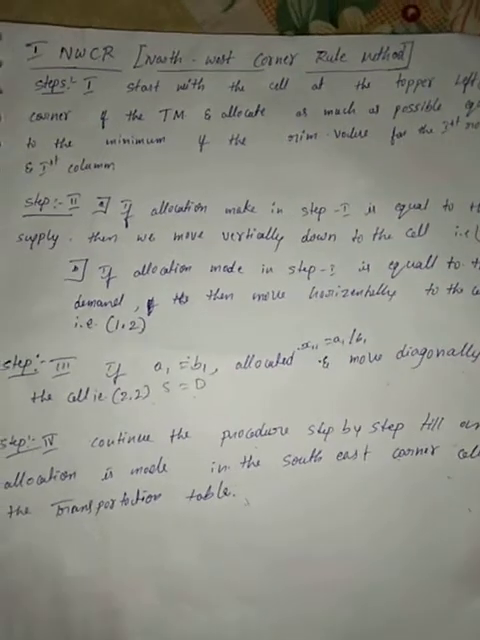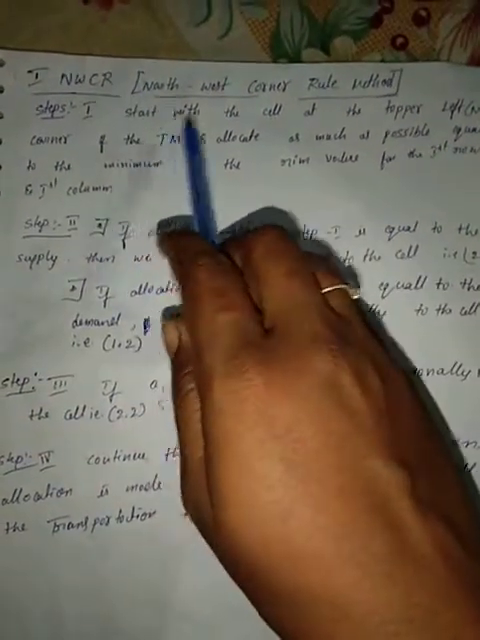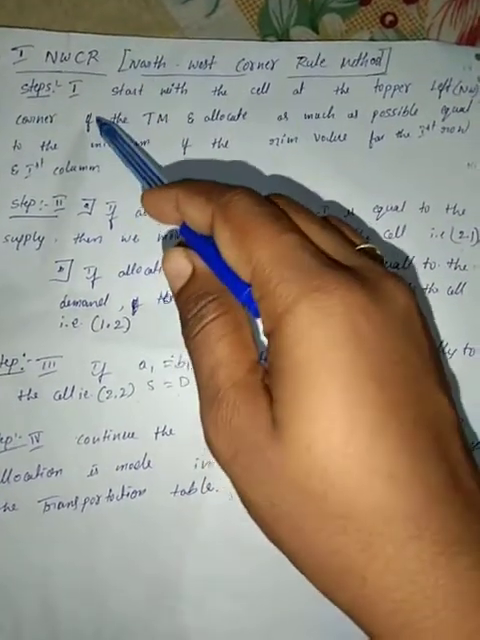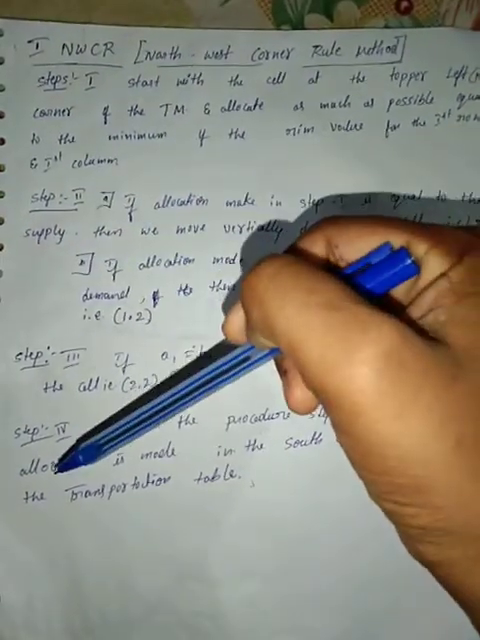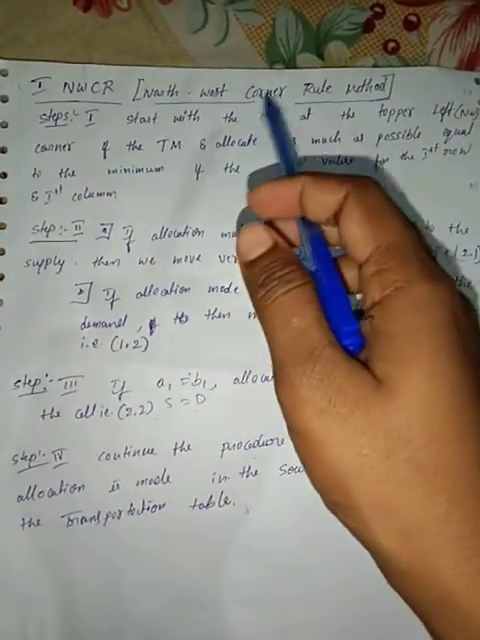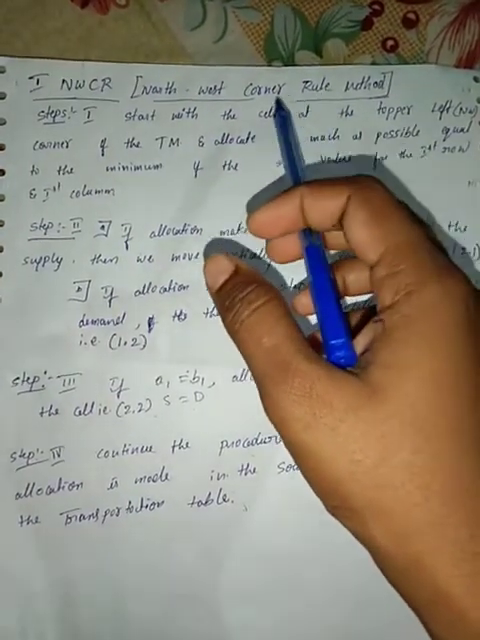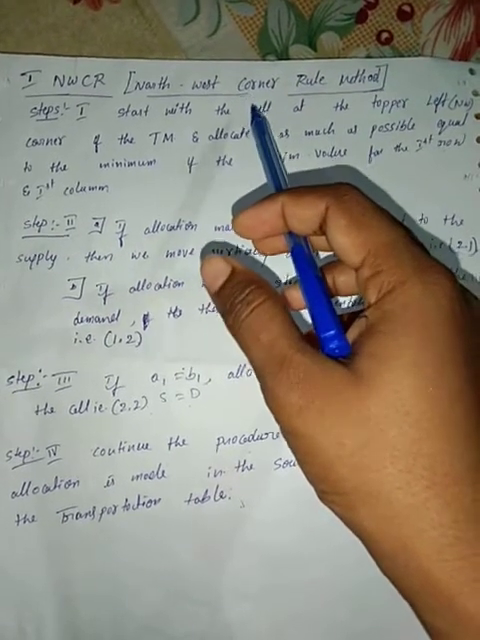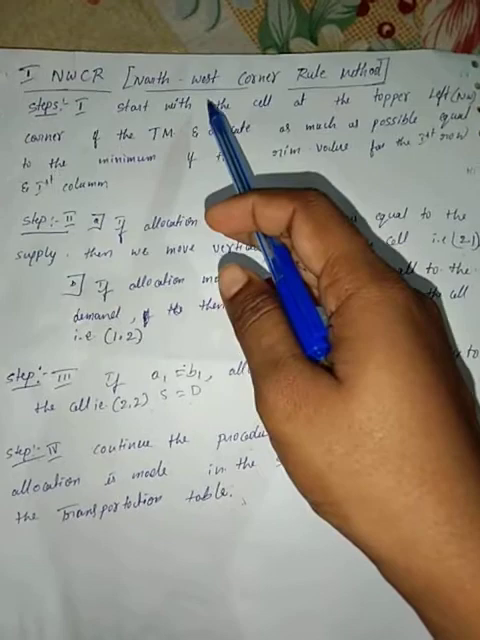Next, NWCR method means northwest corner rule method. Under this method we use four steps to get the initial basic feasible solution. The northwest corner rule method is the most simple and efficient method to obtain an initial basic feasible solution under transportation problems.